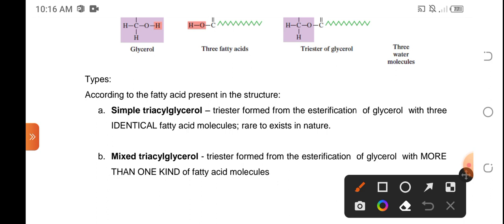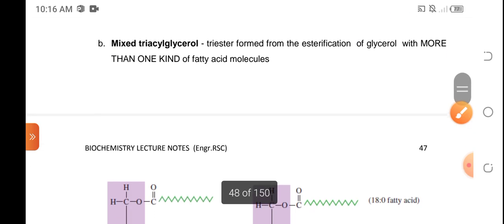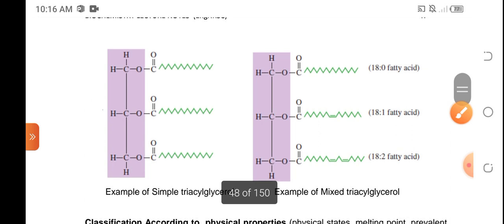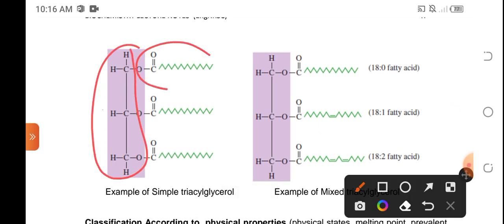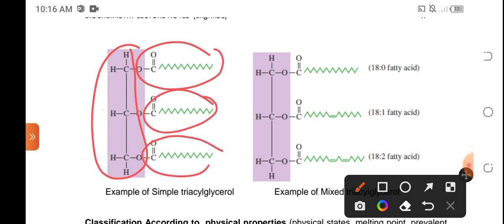So, there is no difference. Now, when we say mixed triacylglycerol, of course, the glycerol will have more than one kind of fatty acid molecule. So let's have an example here. If we look here, this is the glycerol part and this is the fatty acid part. If you could see, the fatty acids here have the same number of carbons, and they also have the same saturation.